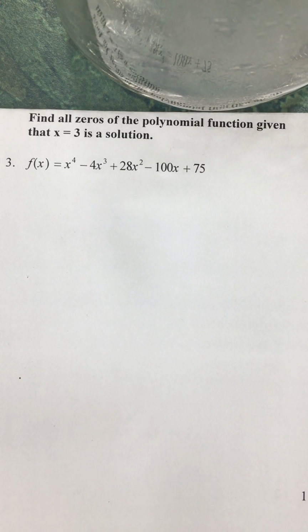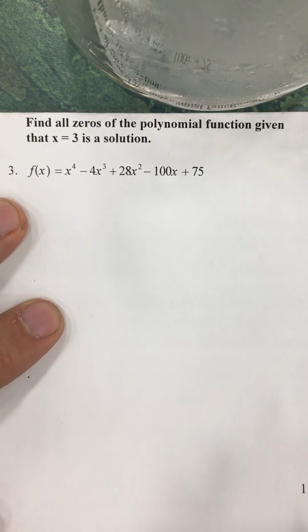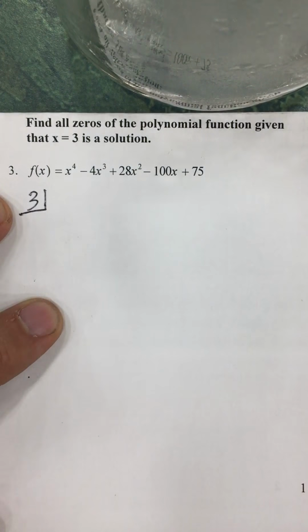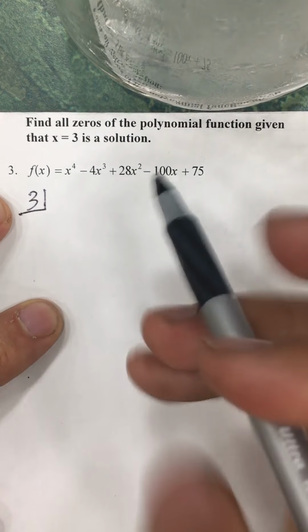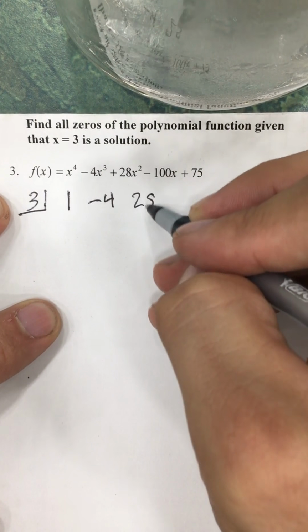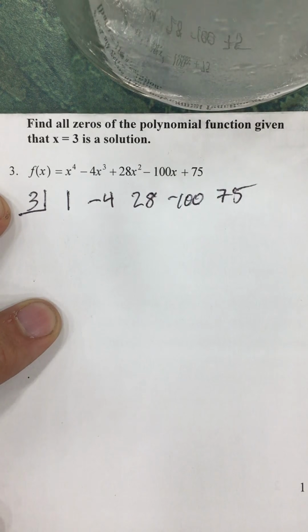All right, hey Drizzy, this is number 3. So in this one, they told you that 3 is a solution. So the first thing we're going to do is some synthetic division. We're going to put 3 in the cubby, and then we'll take the coefficients of this right here. We'll just list them right here. Okay, there's no missing values, so we get this right here.